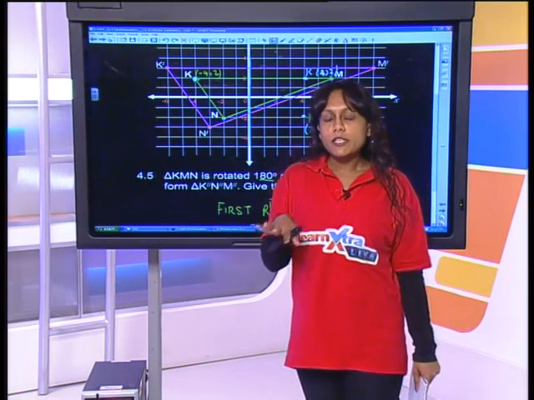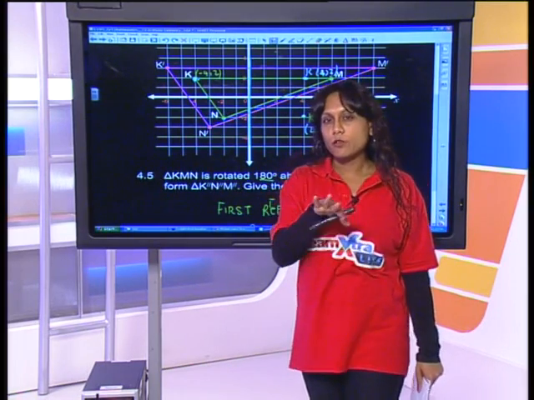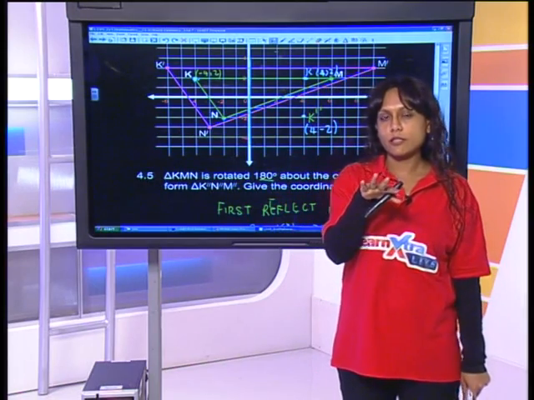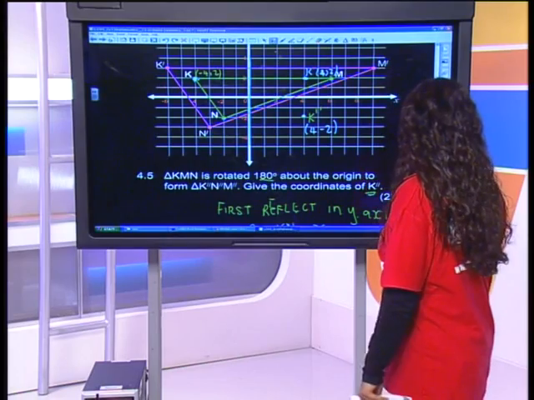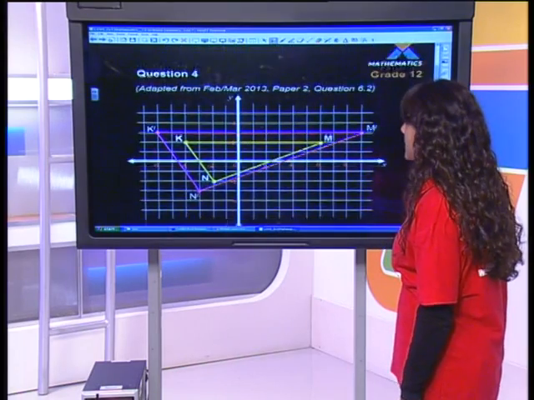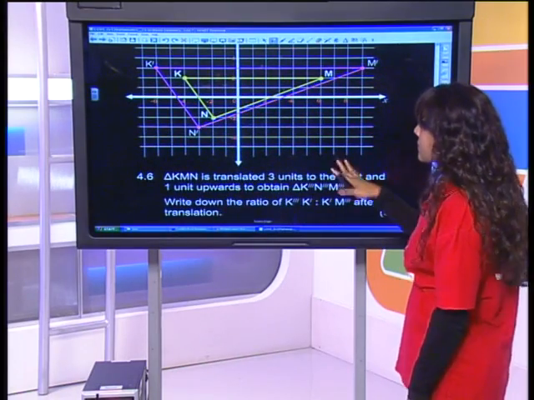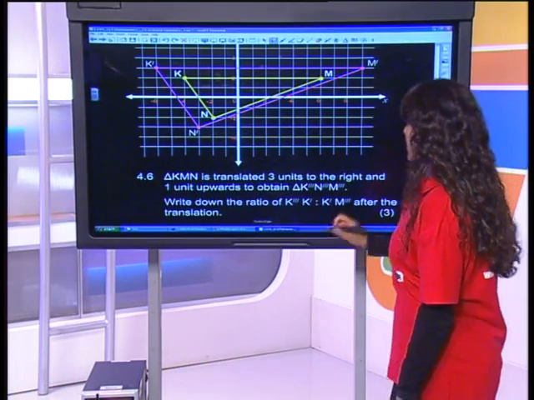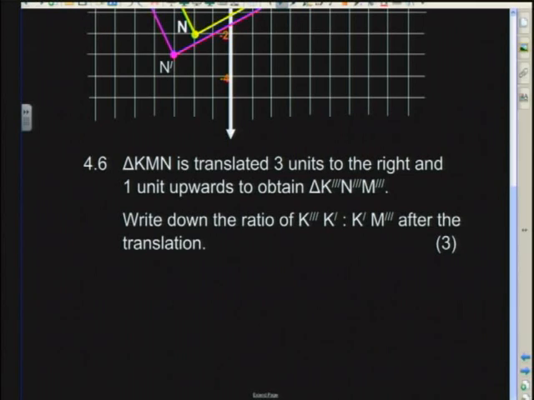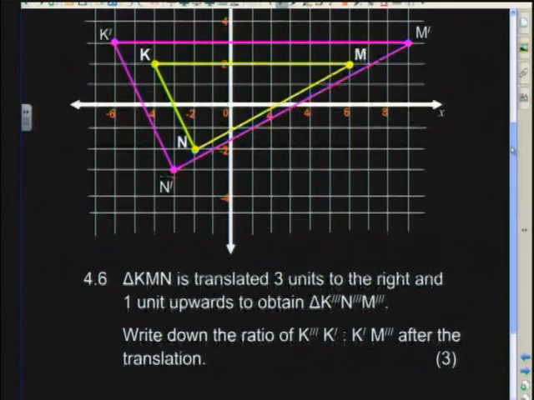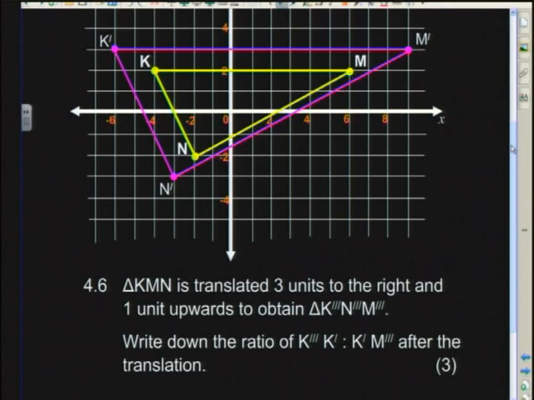Okay, I'm going to have a look at the next one, but in fact what I'm going to do is give you the answers to question 3, because I think the next question is really, really long and we're not going to have time to finish it. This is the one where we translate the triangle 3 units to the right and 1 unit up. I'm going to show you what happens here, but we're not going to have time to finish this question.